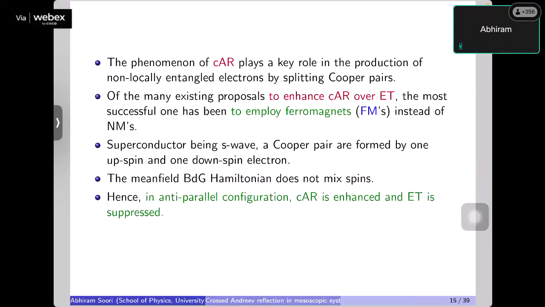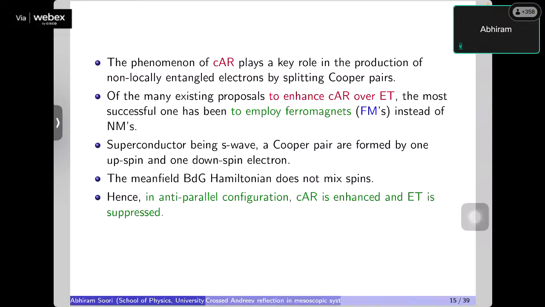Okay, so one of the ways that is used is to use ferromagnets. Instead of normal metals, if you use ferromagnets... in an s-wave superconductor, that's the standard superconductor actually, the Cooper pairs are basically in the singlet state, as I said. So singlet state means what? It is one up spin and one down spin which make up the Cooper pair. So in the Cooper pair, there is one up spin and one down spin.